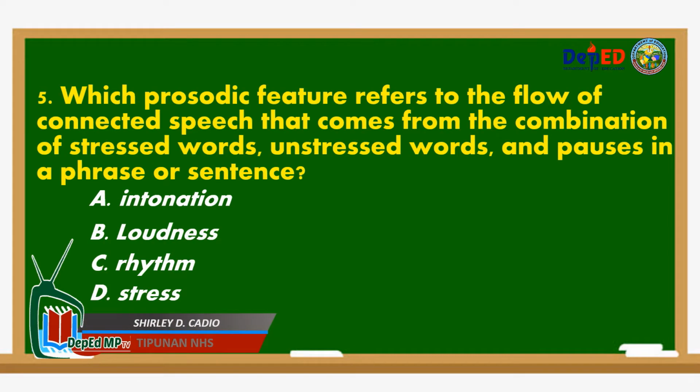Number 5. Which prosodic feature refers to the flow of connected speech that comes from the combination of stressed or unstressed words and pauses in a phrase or sentence? Letter A. Intonation. B. Loudness. C. Rhythm. Or D. Stress.